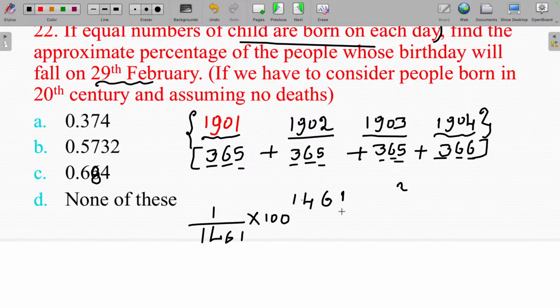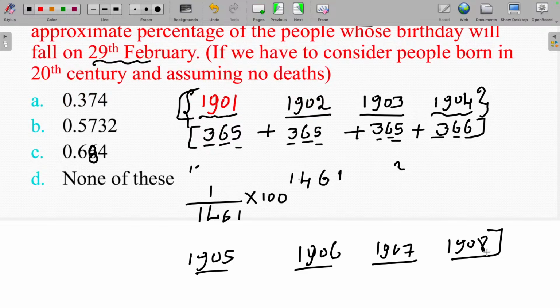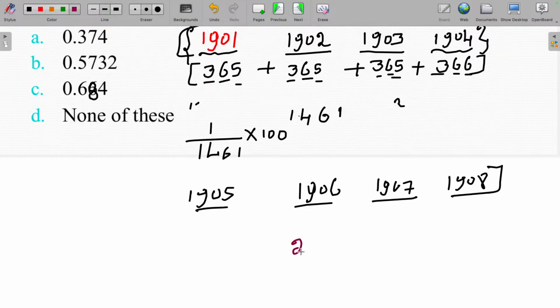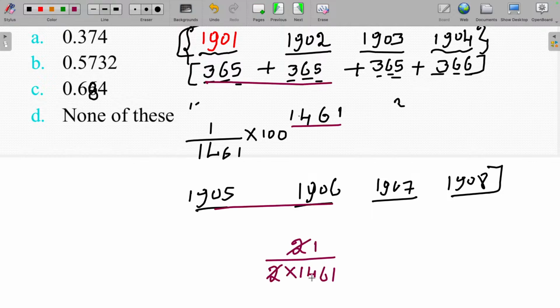From year to year, how many times will February 29th come? Twice, sir. Only 2 times. Yes or no? Yes, sir. Two times it will come. Total number of days will be 1461 each, which means total 2 into 1461. Again, if I solve, the 2 will get cancelled. Again, I will get 1 by 1461 only.